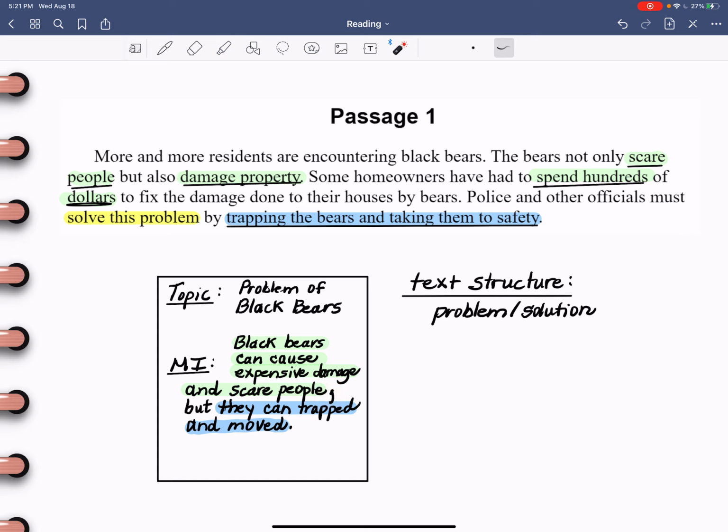So the problem of black bears, that's the topic, or problem caused by black bears. The structure is problem solution, and my main idea, black bears can cause expensive damage and scare people, but they can be trapped and moved.